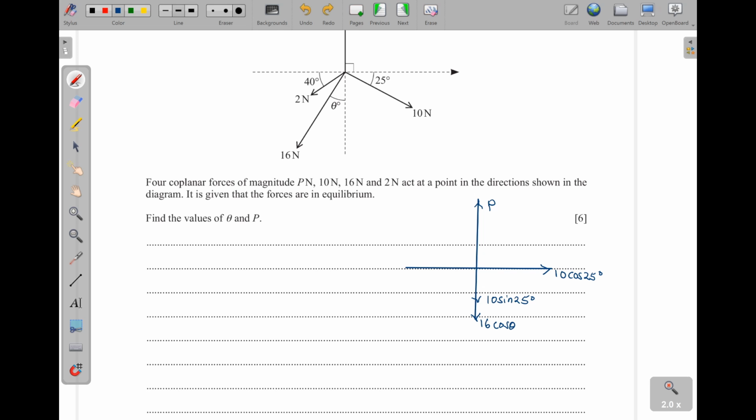So we are going now to have 16 here. Let me expand it here. 16 sine of theta. And then when I close this one here, it is going to be a cosine. So I will have 2 cos of 40. And then I will open it here. It will be 2 sine, so we have 2 sine of 40. So those are our forces there.